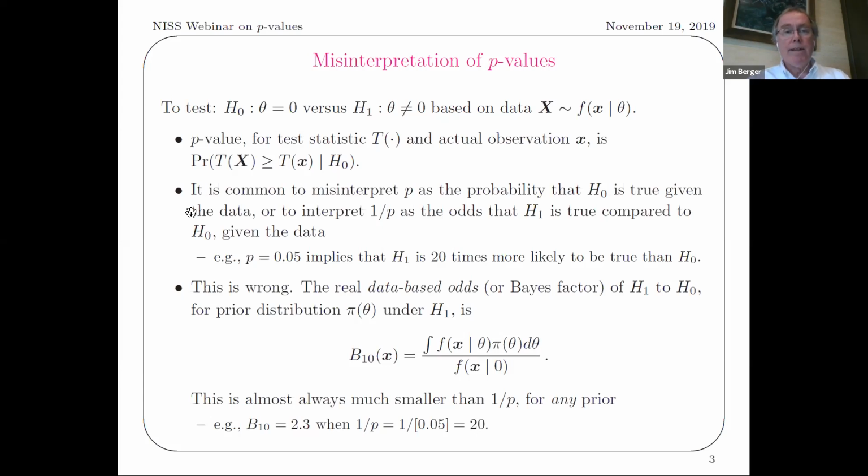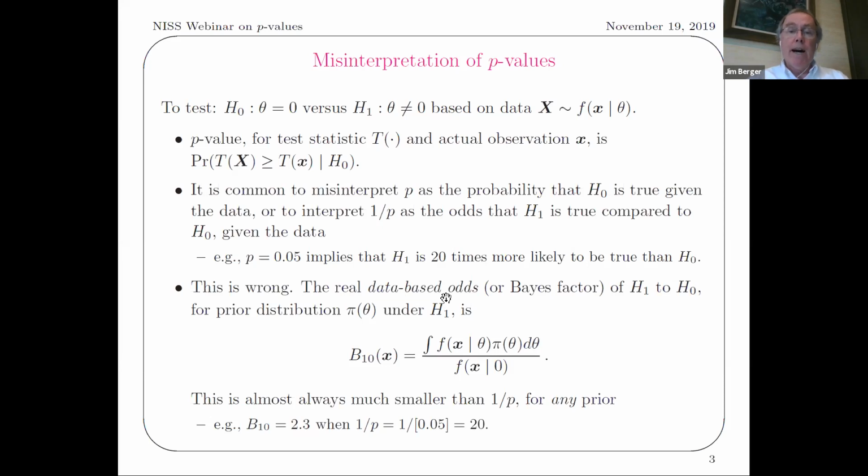Now the problem is that since p is a probability, it's quite common for non-statisticians to interpret p as something like the probability that H0 is true given the data, or interpret 1 over p as the odds that H1 is true compared to H0. So for instance, if you ask many people what p of 0.05 means in terms of odds, they'll say that implies that H1 is 20 times more likely to be true than H0. This is not right.